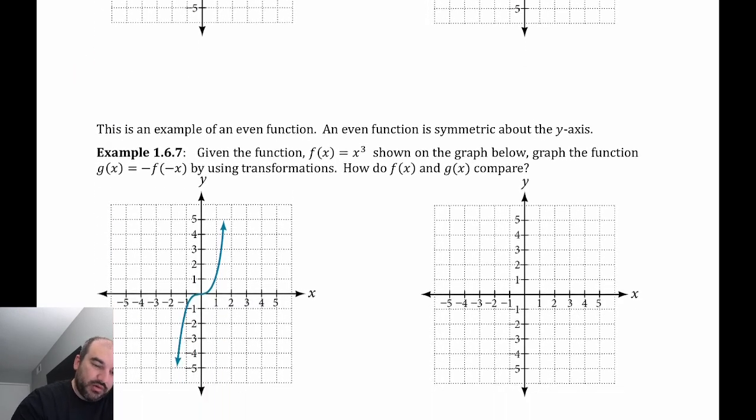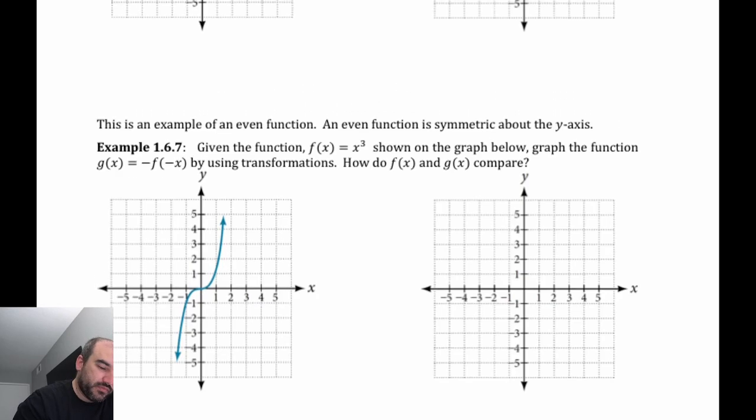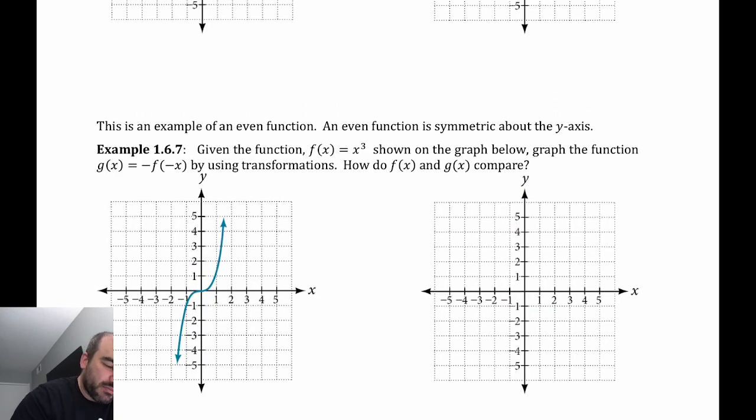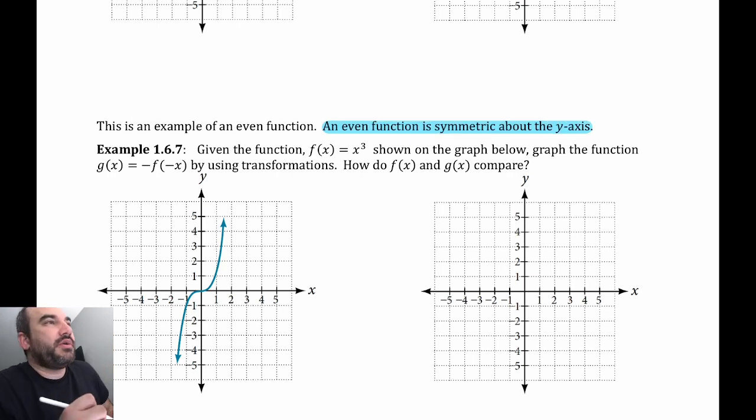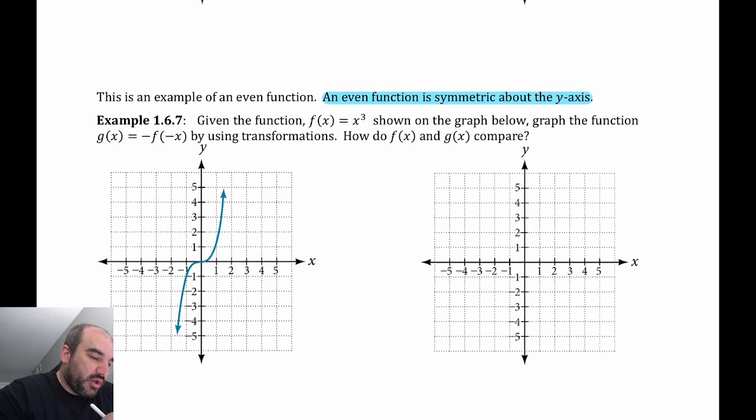I want to talk about this statement here, which is important. An even function is symmetric about the y-axis, which is what we just talked about. So y equals x squared is symmetric about the y-axis, which means it is even. Right? There are other examples of this. The parabola is not the only one that is symmetric about the y-axis. And then we're going to look at y equals x cubed, which is this shaped graph.